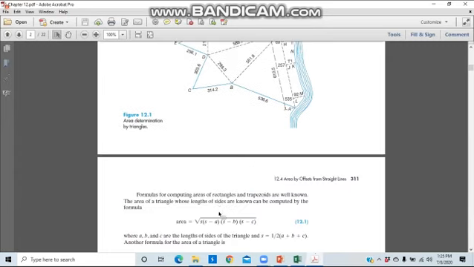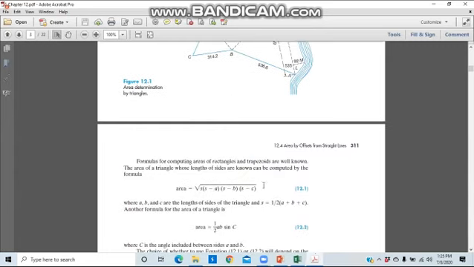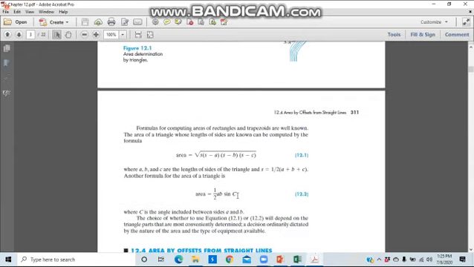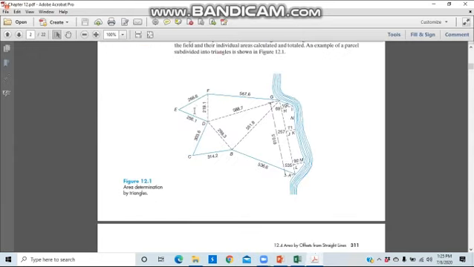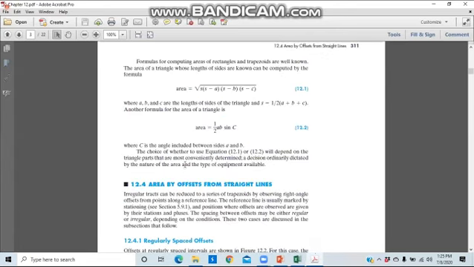Now, these all were triangles. And you know that if you know the sides, or if you know two sides and one internal angle, you can calculate the area of all these triangles. But how about this area, which you can see here? How about this area? We will see how we can do that.